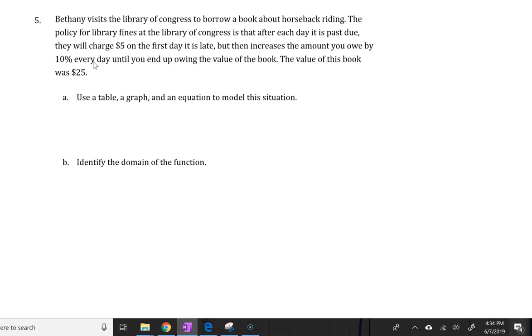So now we can look at problem 5. The policy for the library charges at the Library of Congress is after each day it is past due, they will charge $5 for the first day it's late, and then increase the amount you owe by 10% every day until you end up owing the value of the book. And the value of this book is $25.